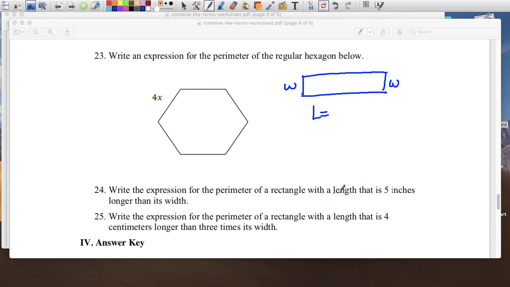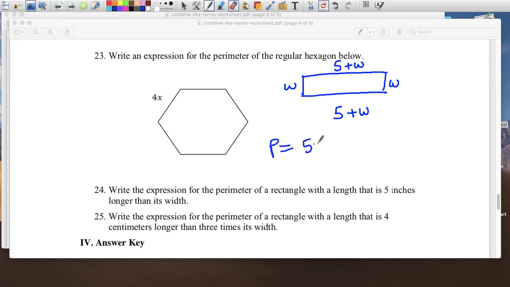So let's again translate that right into an algebraic expression. It's 5 inches longer. Longer means addition than the width. So the length is whatever the width is plus 5. So I am going to take this. All right, so the length is whatever the width is plus 5. So if that's 5 plus w, guess what? This is 5 plus w.